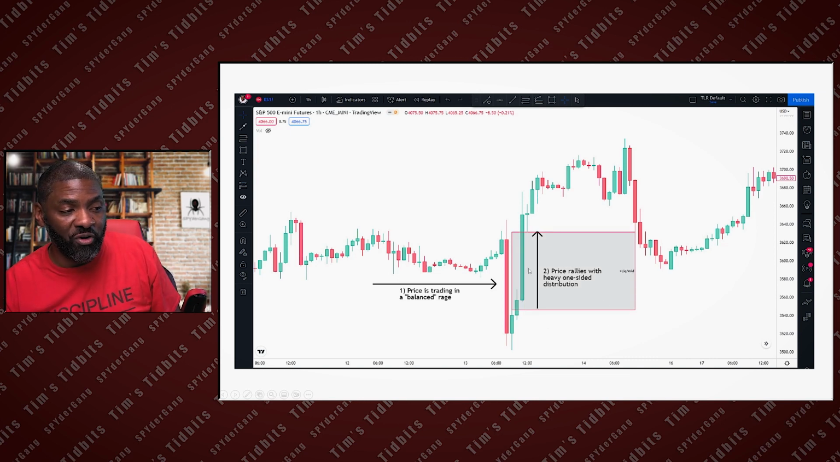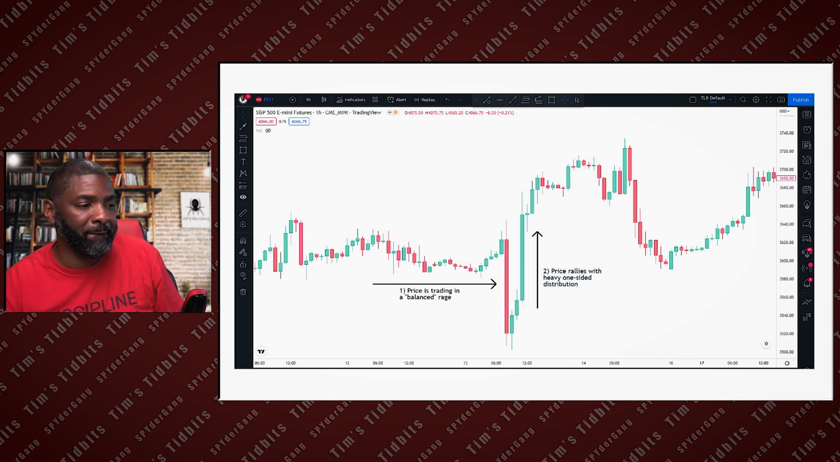There's your liquidity void right there. From this candle's high to that candle's low, that's your liquidity void right there. That's your full liquidity void there. All right, so we got that. Let's go back one more time just in case I lost anybody.